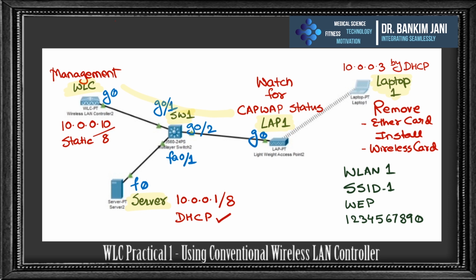Remember to remove the Ethernet card and install the wireless card, because by default the Ethernet card would be there. We'll be having WLAN 1 and the SSID would be SSID-1. Just because this is practical, we'll be using WEP, and this would be our WEP key, wired equivalent protection. Though it is not at all secure, because this is practical, we'll be using it once. Let's start.